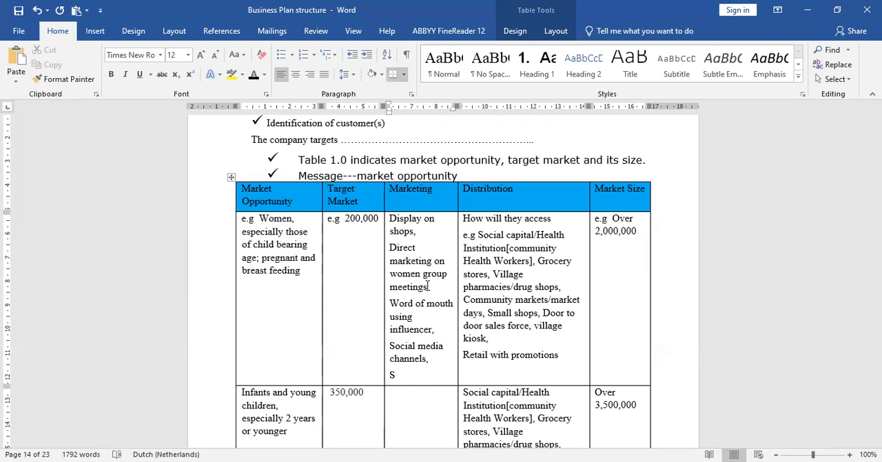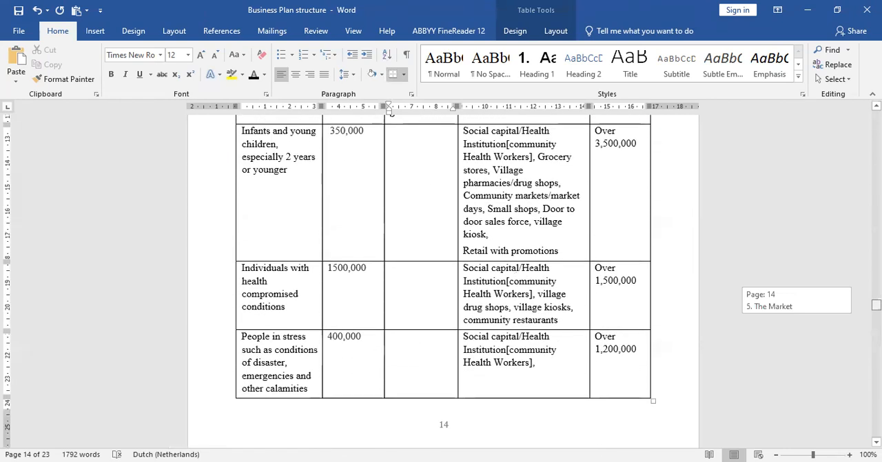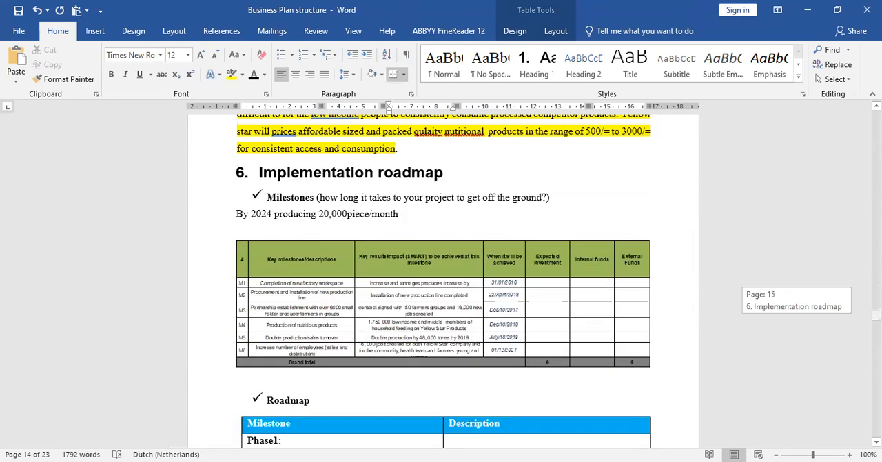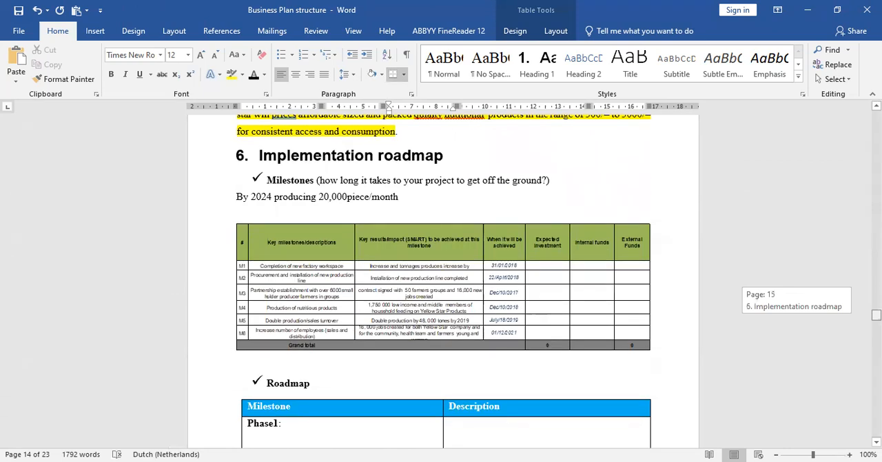So you'll notice the things that you did in how will they know on your business model canvas fall under marketing. And the things that you did under how will they access fall under distribution. Okay, so you have done that for all the different target market segments. Okay, this is clear. Then we have looked at your implementation roadmap.